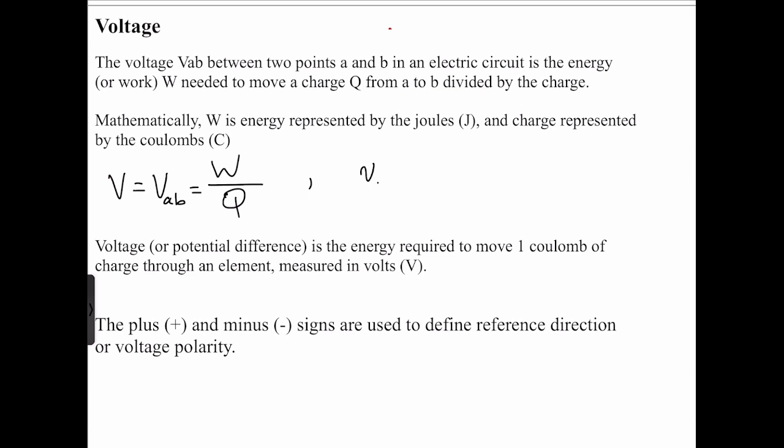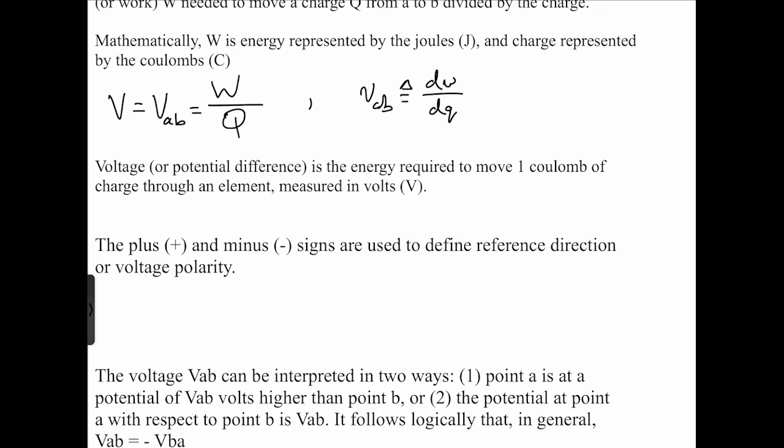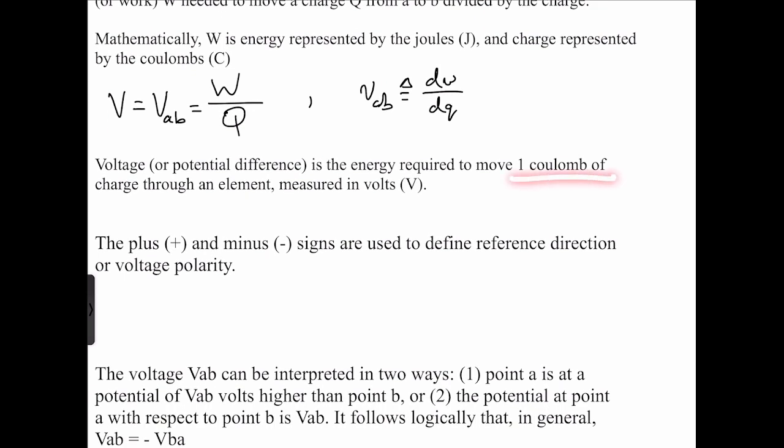And in differential form, we have the same thing: the changing work over the changing charge. So voltage, or potential difference, is the energy required to move 1 coulomb of charge through an element, and that is measured in volts.